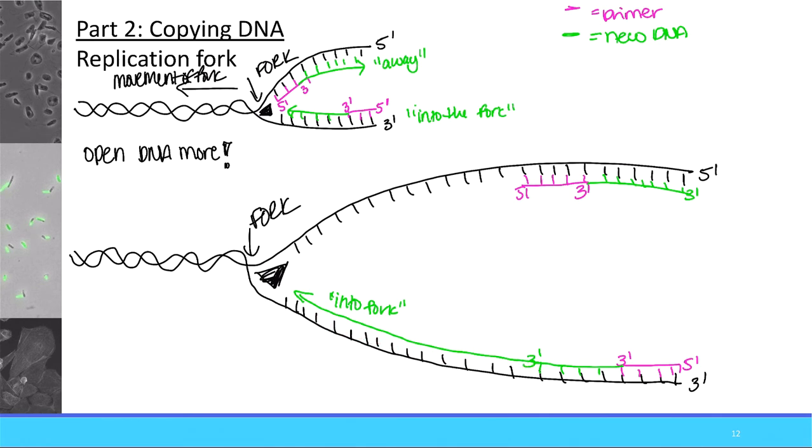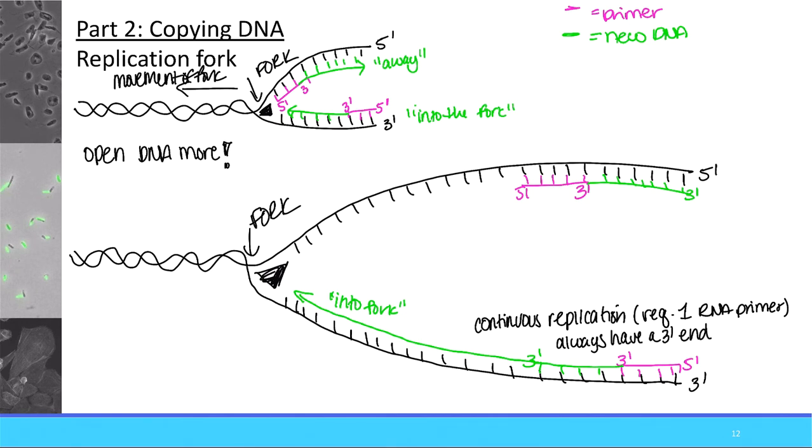Because it does what we call continuous replication, and the reason it can do this is because it requires one RNA primer, and you always have a 3' end. We call this the leading strand. And so the reason it's called the leading strand is because it's leading DNA in the sense that it's going faster than the top strand.